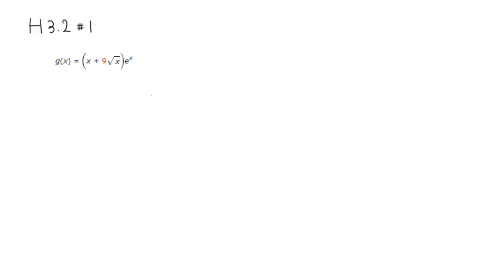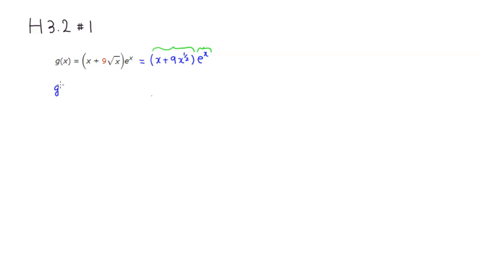First, I don't like the square root, so I'm going to rewrite it as (x plus 9 times x to the 1/2 power), because square root is equivalent to the 1/2 power. Then you have e to the x. Since we have two things multiplied together, this is our first guy, this is our second guy, I'm going to use the product rule to take the derivative.